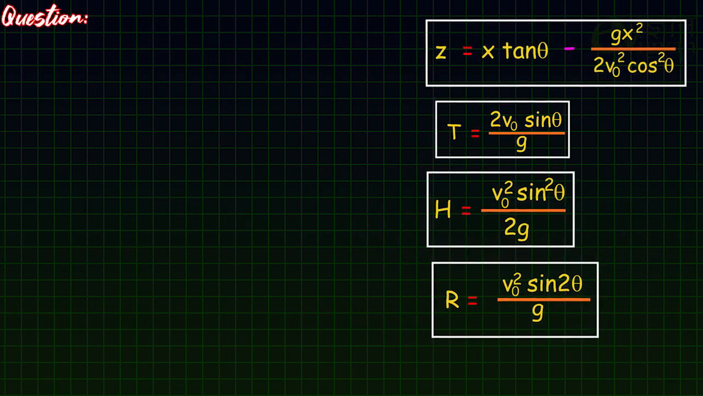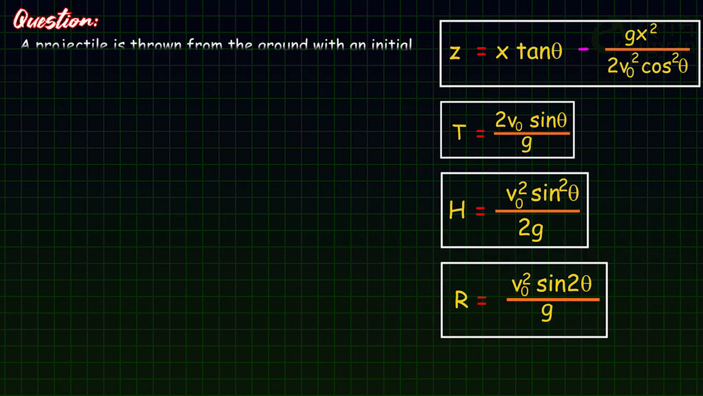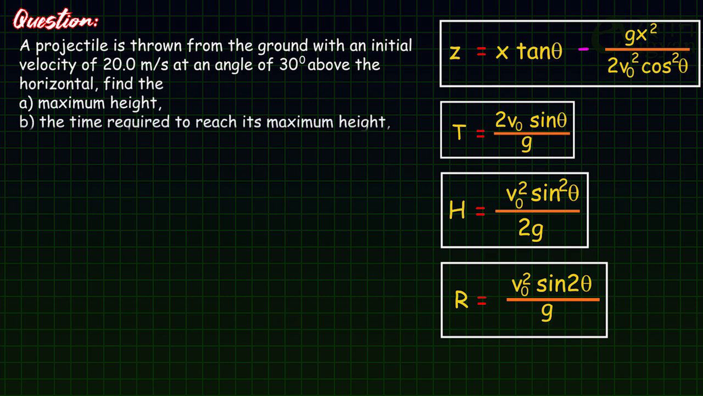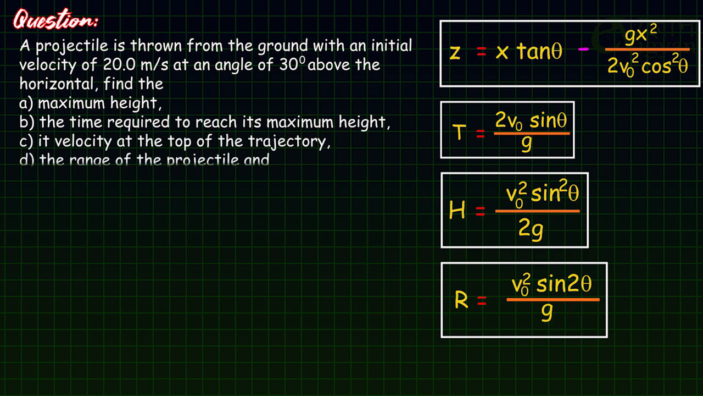Here is a question for you. The question is, a projectile is thrown from the ground with an initial velocity of 20 meters per second at an angle of 30 degrees above the horizontal. Find the maximum height, the time required to reach its maximum height, its velocity at the top of the trajectory, the range of the projectile, and the total time of the flight.